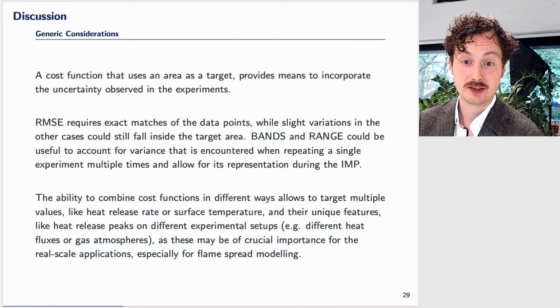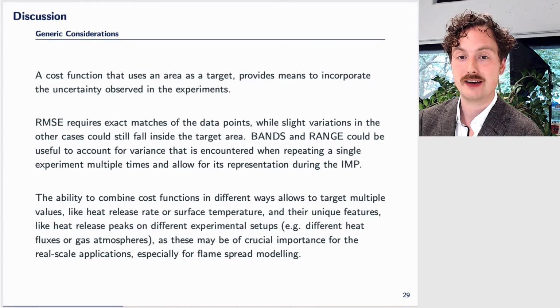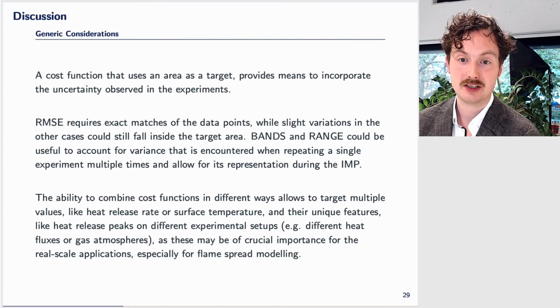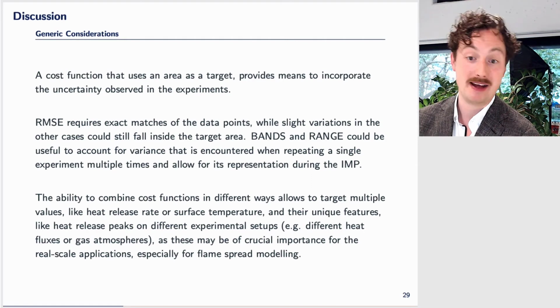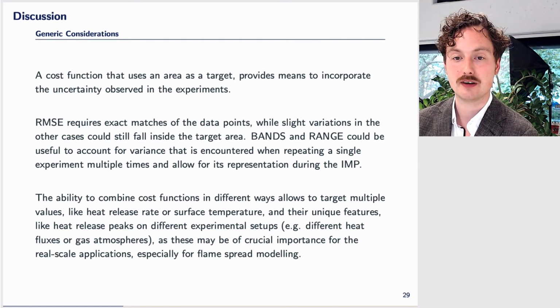A cost function that uses an area as a target provides means to incorporate the uncertainty observed in the experiments. RMSE requires exact matches of the data points, while slight variations in the other cases could still fall inside the target area. Bands and range could be useful to account for variance that is encountered when repeating a single experiment multiple times and allow for its representation during the inverse modeling process.